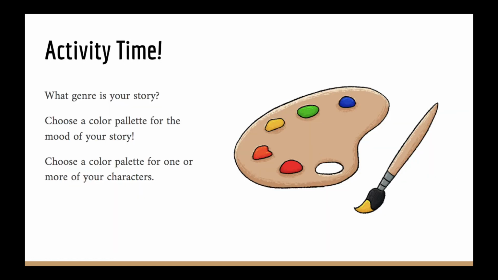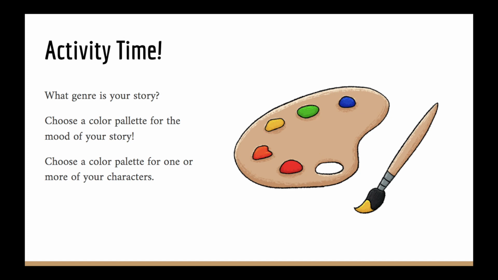Keeping that in mind, I want you guys to think about two things. First, I want you to think about what kind of genre your story is. Which of these does it fit most closely into? After that, I want you to try and think of a color palette for your story as a whole. What mood does it have? You can even choose different colors for different parts of the story. The beginning, middle, and climax of your story are probably going to have very different moods.